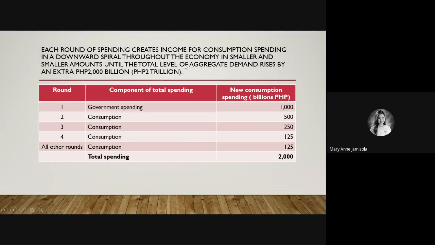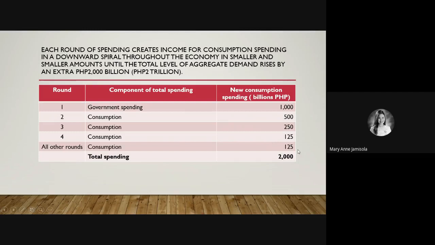So let's show this in a table. Again, remember that the initial change in the government spending was 1 trillion. To express that in billions, let's add 3 zeros. So that's 1,000 billion. And then the next level of consumption is just half, because of the marginal propensity to consume of 0.5. So that is 500 billion. Then the next round, another half, 250. And then the next, 125. So the total is 2,000 billion, or simply 2 trillion.